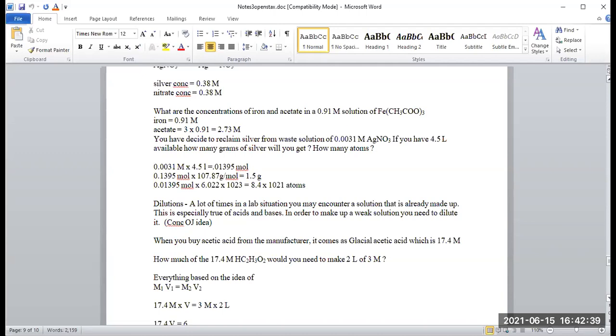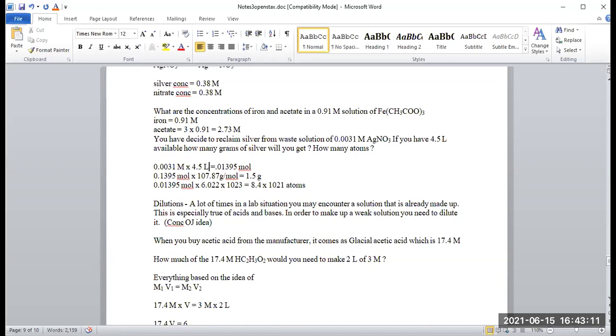So if I multiply molarity, which we know is moles per liter, times liters, and I'm going to go back over here and change this into a capital L so it looks a little bit more like a liter and less like a number 1. So multiply those two together, I get 0.01395 moles. But it asked me for grams.